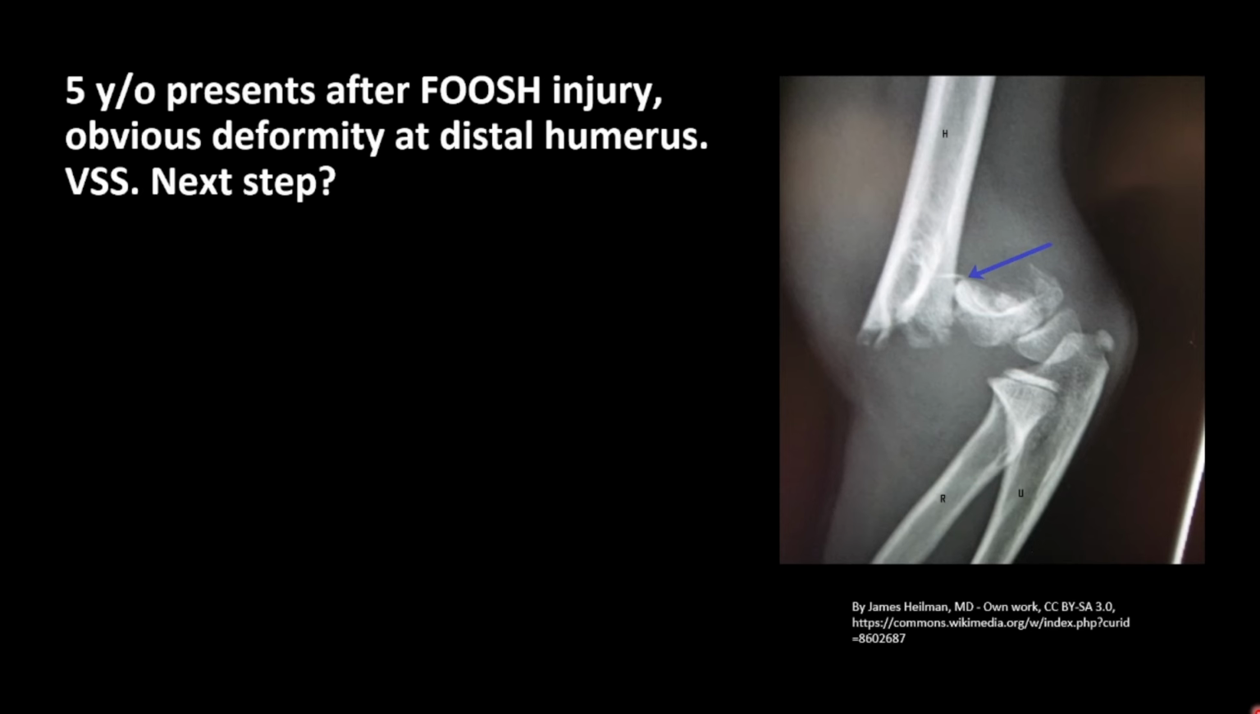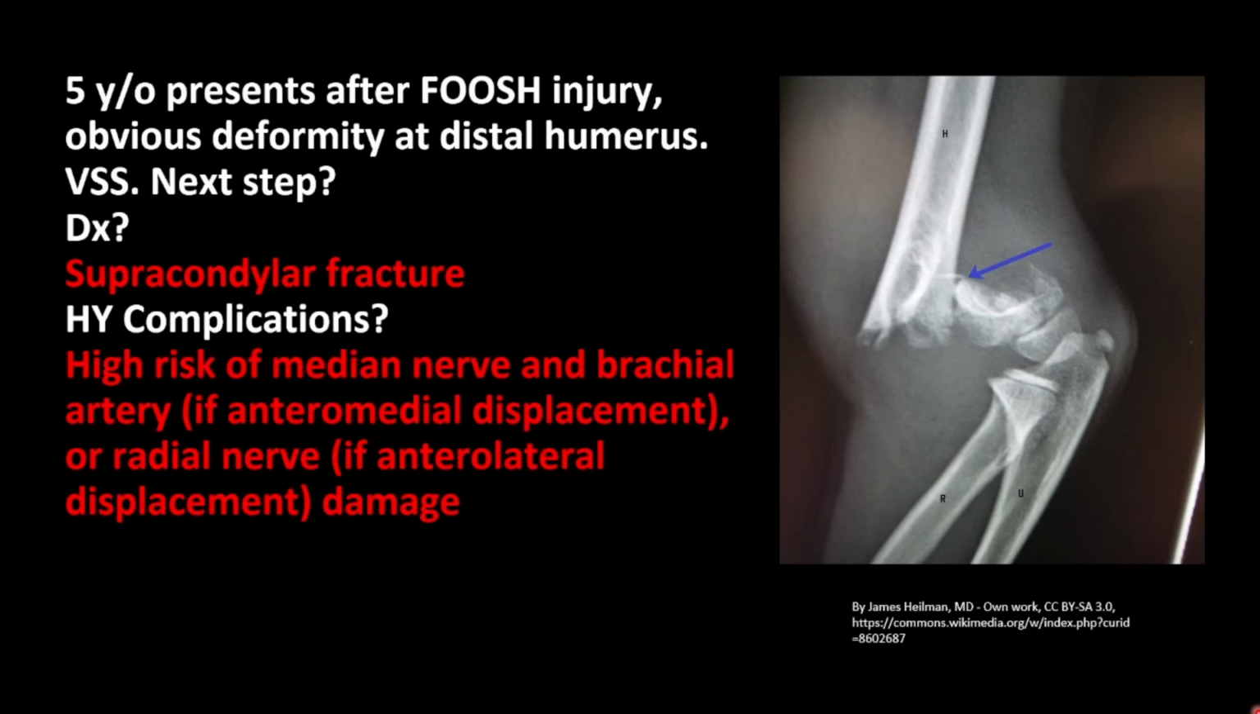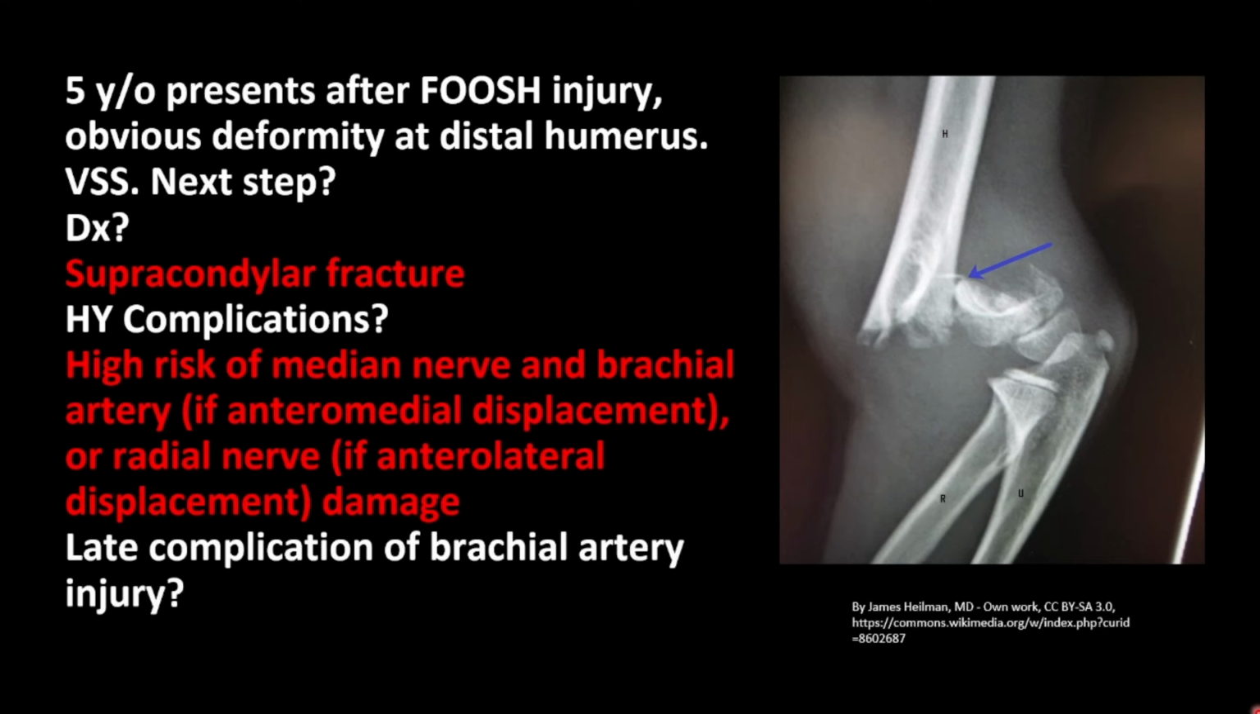So now let's say the examiner gives you a 5-year-old that presents after a fall injury and they have an obvious deformity at the distal humerus. Vital signs are stable. What is your next step in treatment? This is a supracondylar fracture, and some high yield associations are high risk of median nerve and brachial artery injury, and radial nerve damage if it's an anterolateral displacement. Something you want to be worried about is Volkmann's ischemic contracture if there's a brachial artery injury. Treatment of this would be surgical fixation.